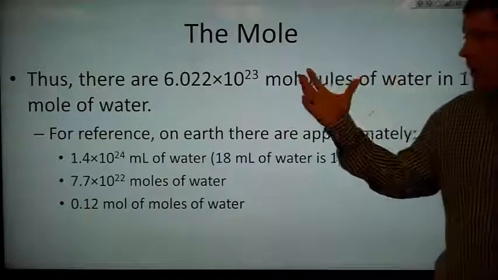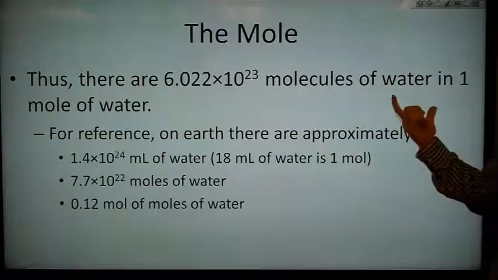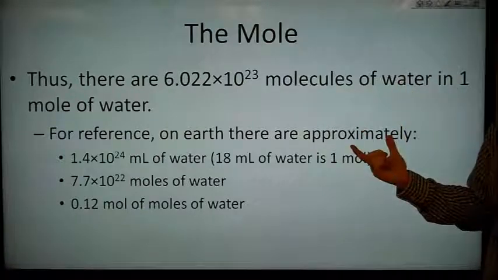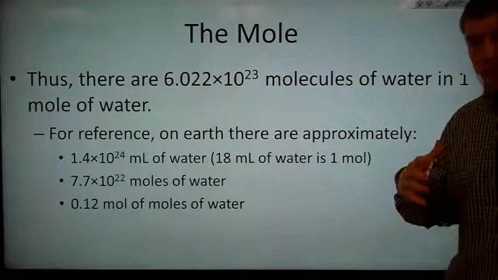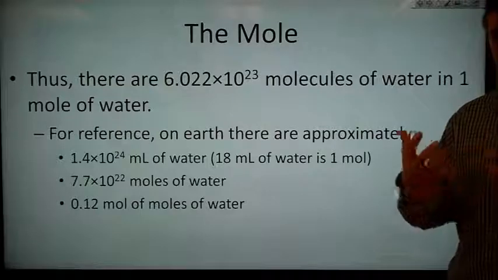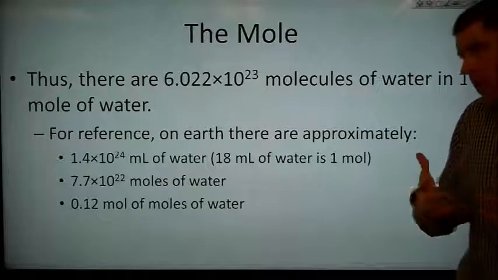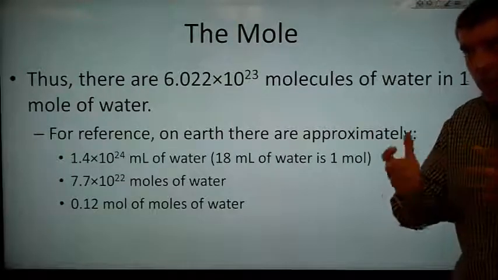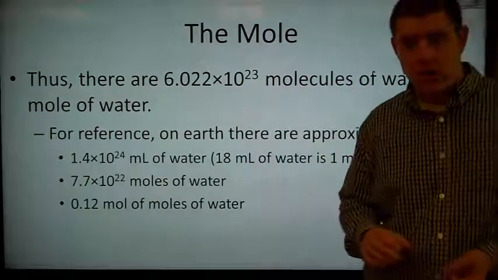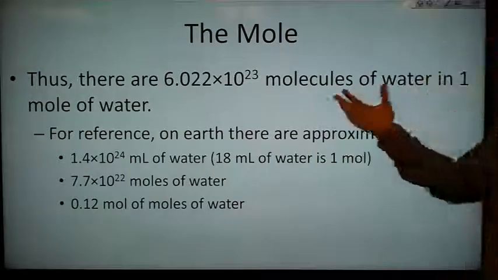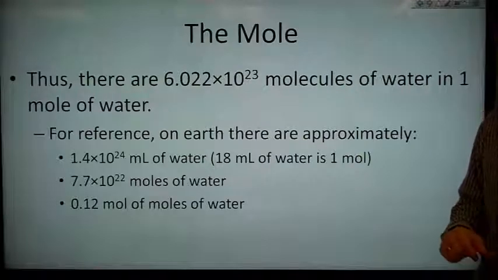So, if we have 6.022 times 10 to the 23 molecules of water, that means that we have 1 mole of water. So now we have a way of talking about ridiculously large numbers of molecules, but in relatively small quantities, right? We can change the number from 10 to the 23 to 7, let's say. So we don't have to use scientific notation to talk about numbers of molecules. We can use moles instead.